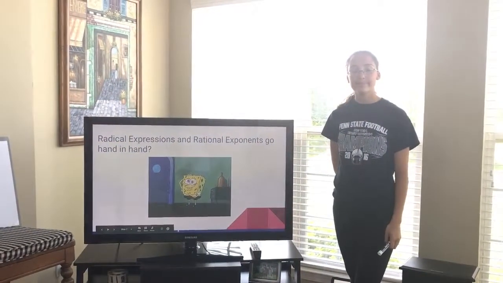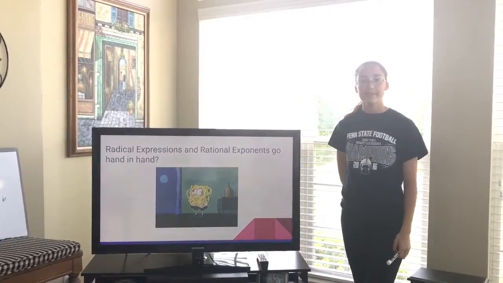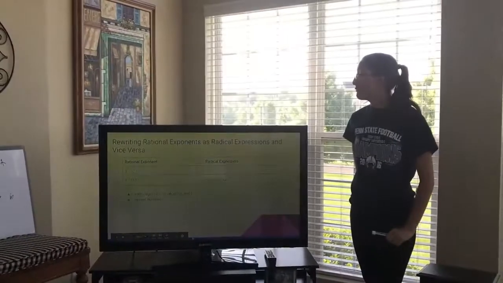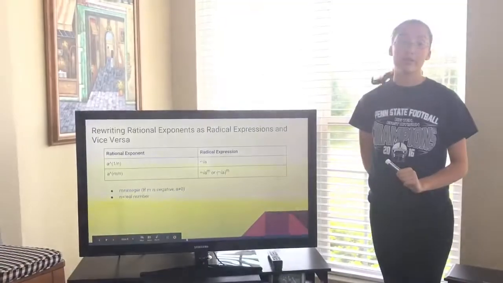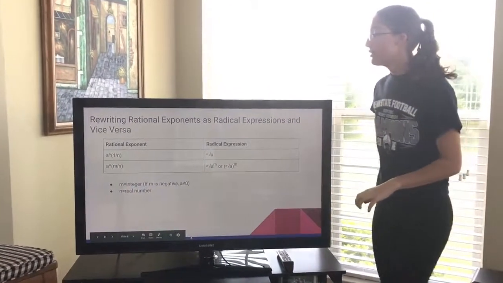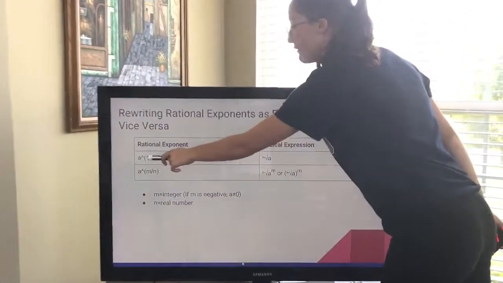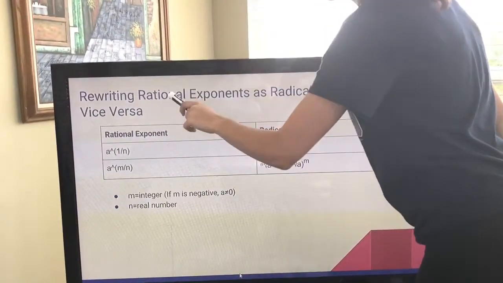Wait, radical expressions and rational exponents go hand in hand? Yes, in fact they do. Rewriting rational exponents as radical expressions and vice versa. So let's take a look at this example here. We have a to the rational exponent 1 over n.